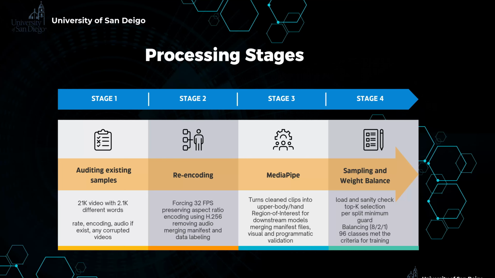Finally, in stage four, sampling and weight balance, we load the cleaned manifest, filter to classes with enough examples per split, and compute class weights to partially offset label imbalance. This gives us a curated subset of classes that is suitable for training and evaluation.